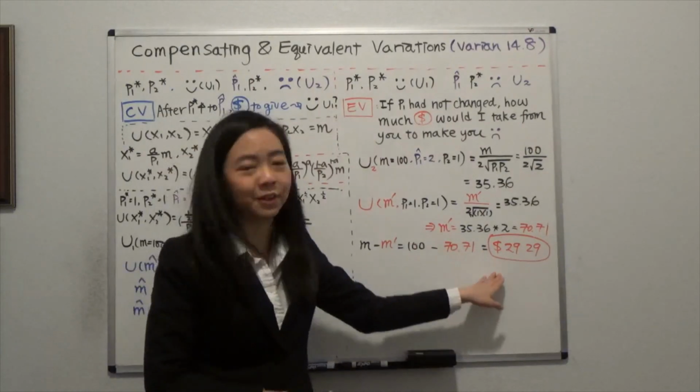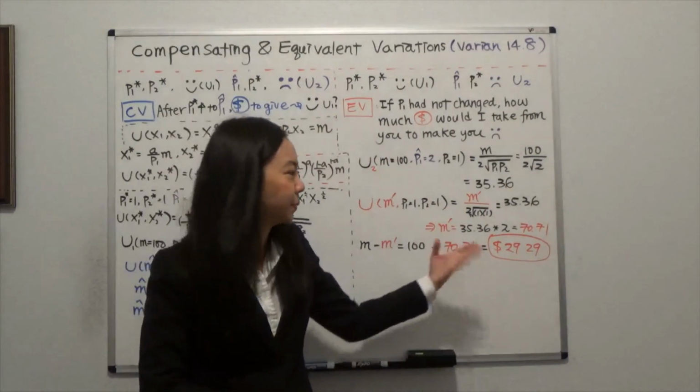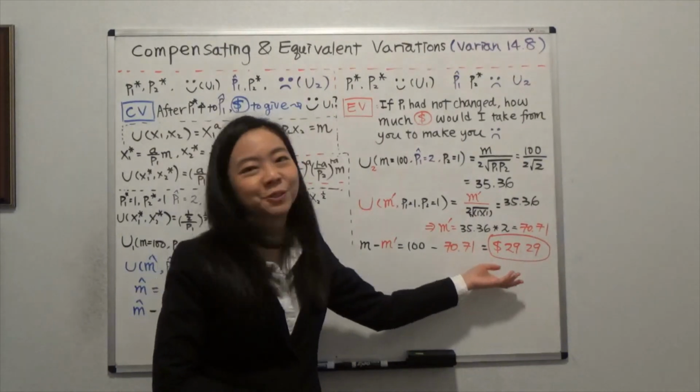So I know in Varian's book the approximate number is 30, but our calculation is basically just the same.